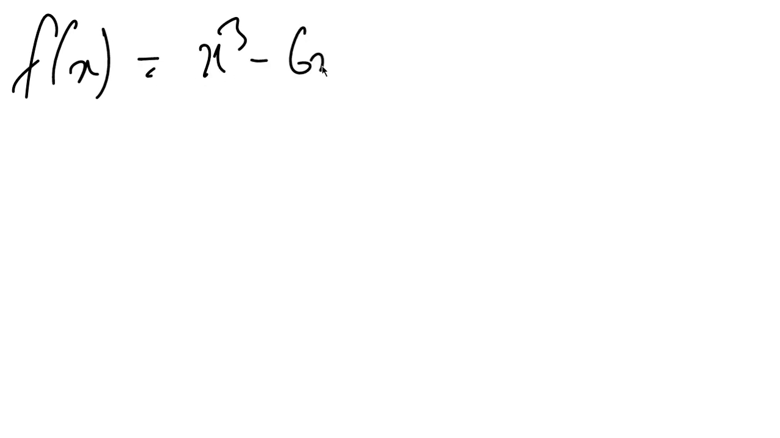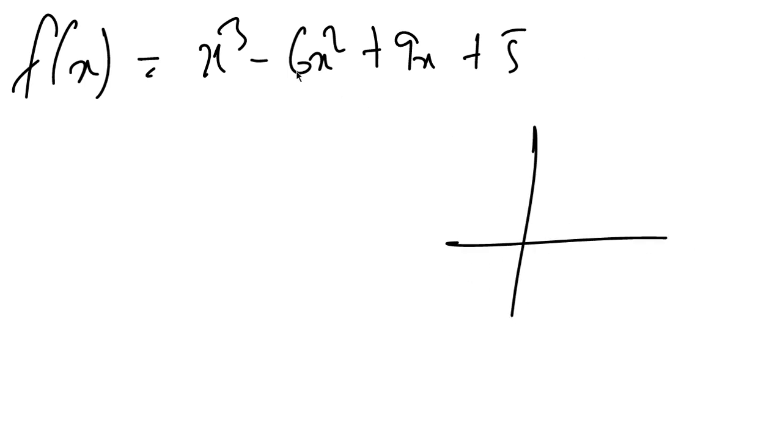The second question says f of x equals x cubed minus 6x squared plus 9x plus 5. And please, it's important to note that quadratic functions do not have points of inflection. Why? Because if you have a quadratic curve like this, there's no change in concavity. This is a concave down scenario. There's no point where there's a transition in concavity, which occurs mostly for cubic functions.